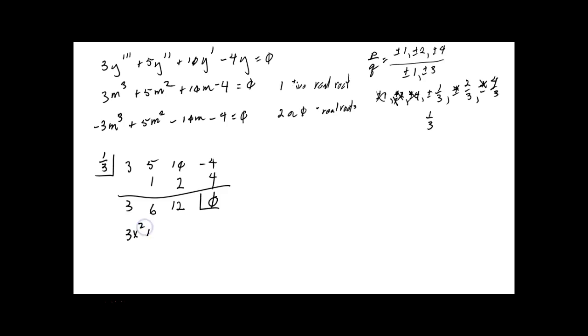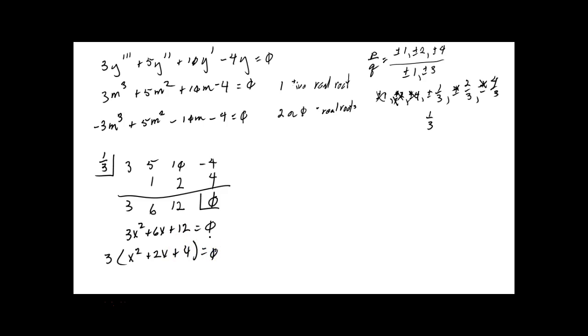3x squared plus 6x plus 12 equals 0. First thing you can see you can do is divide out a 3, right? Okay. And what I really want to do is put it outside. And what do you have left? X squared plus 2x plus 4 equals 0.